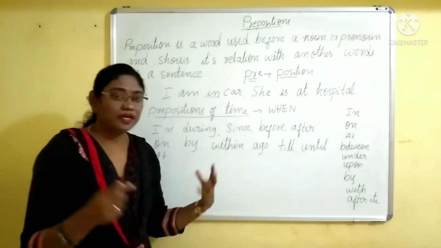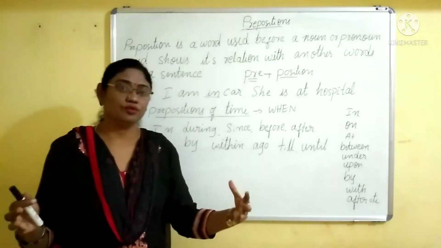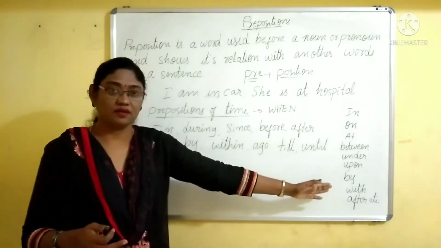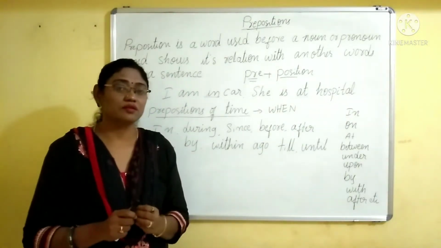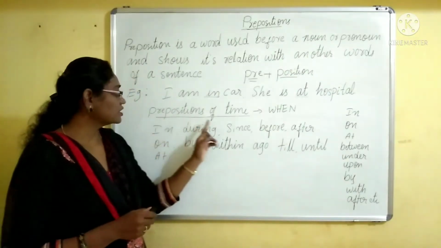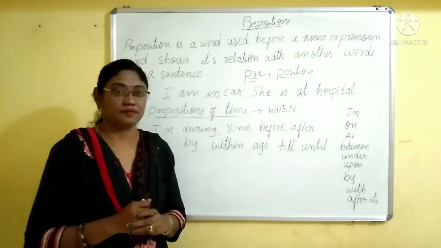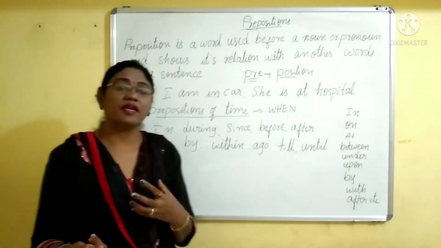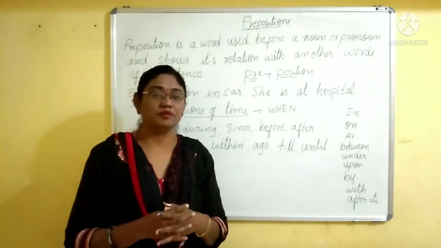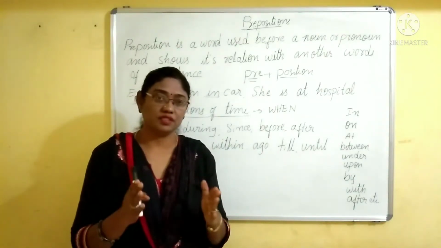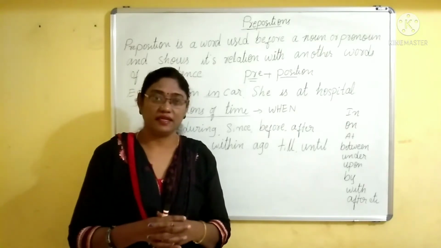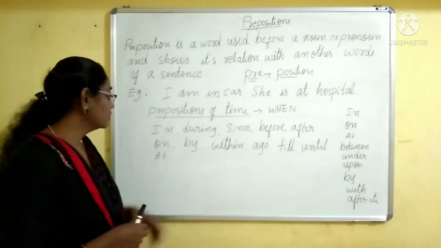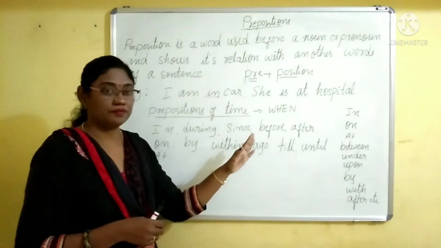Next, today I am not supposed to explain all the prepositions I have written here. I am going to teach prepositions of time only. We can mainly divide prepositions into three types: prepositions of time, prepositions of place, and prepositions of direction. Today we are going to learn prepositions of time.